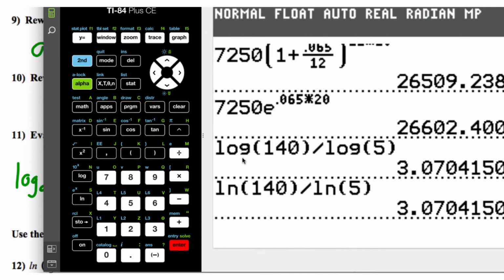So there's both of those answers, log of 140 divided by log of 5, and we get 3.070. And if we do the natural log of 140 divided by the natural log of 5, again, we get 3.070 as our answer.